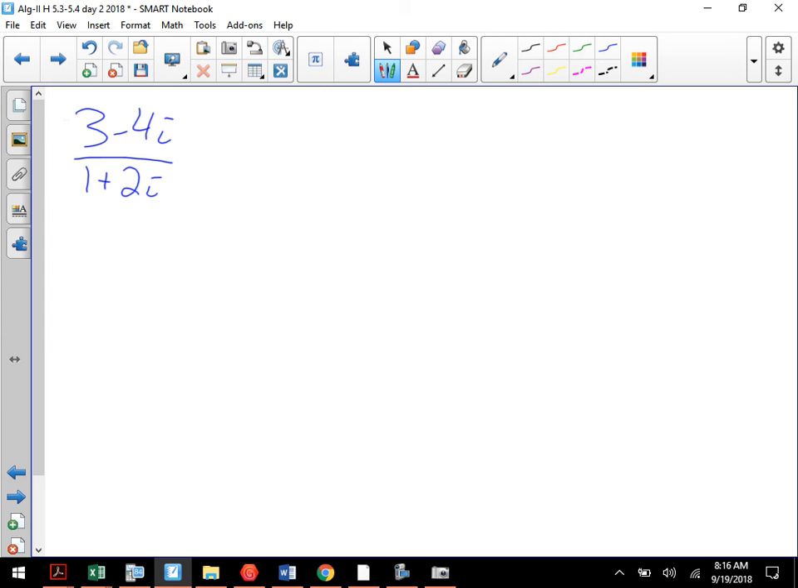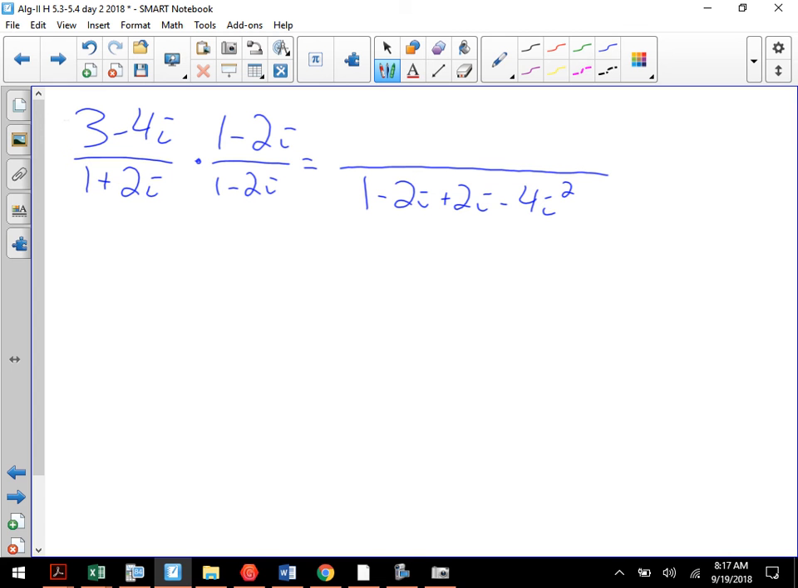What do you guys multiply top and bottom by? 1 minus 2i. Good, that's the conjugate. So if you multiply top and bottom by 1 minus 2i, as you distribute and FOIL out your denominator, you get 1 minus 2i plus 2i minus 4i squared. Middle terms go where? Middle terms go bye-bye. And what's negative 4i squared? 4. So what's 1 plus 4?